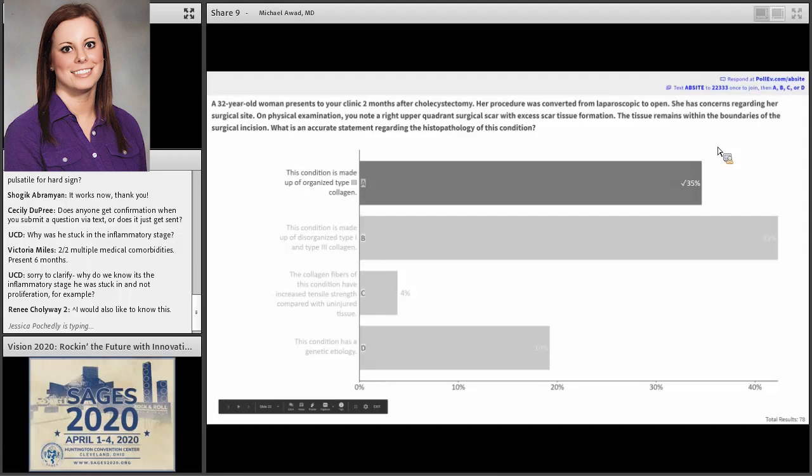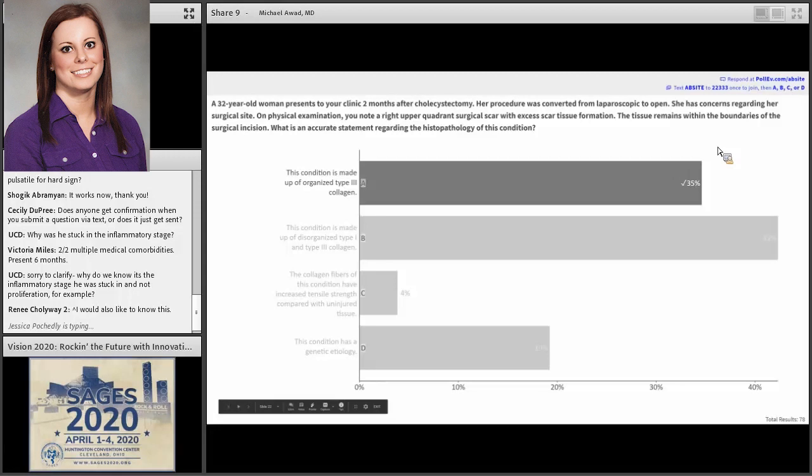Dr. Haskins, there's some questions on the bulletin board about your previous question on wound healing where you showed the figures. The questions were, how do we know that this is an inflammatory stage he was stuck in and not proliferative stage, for example?